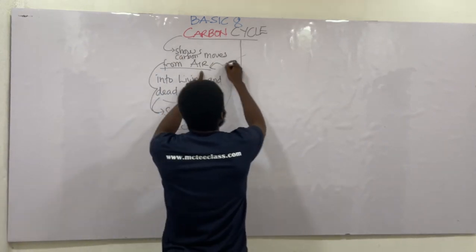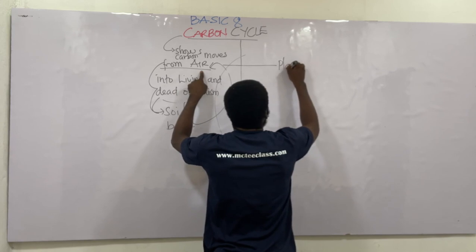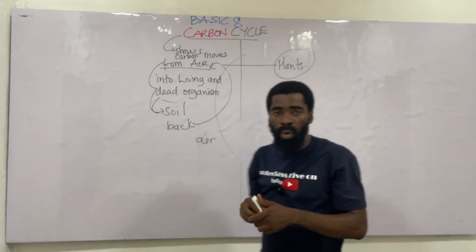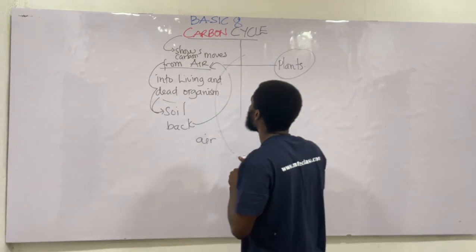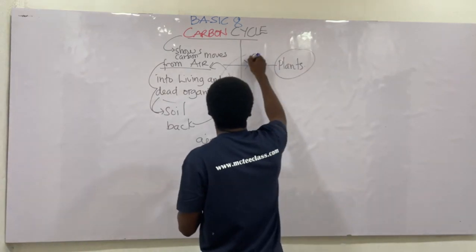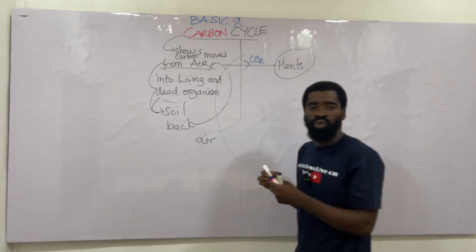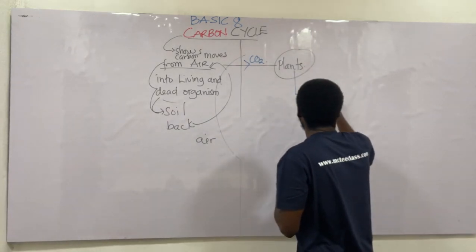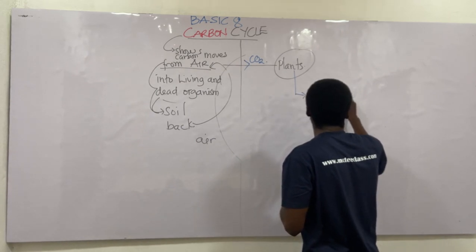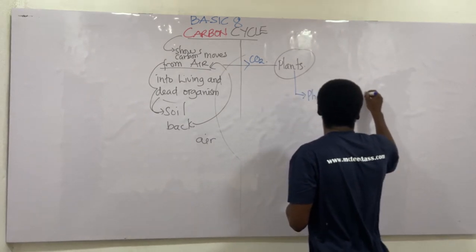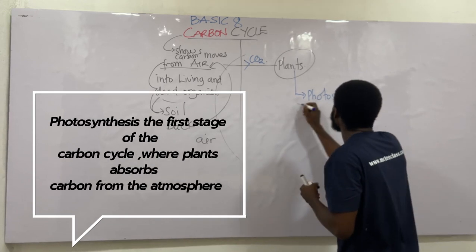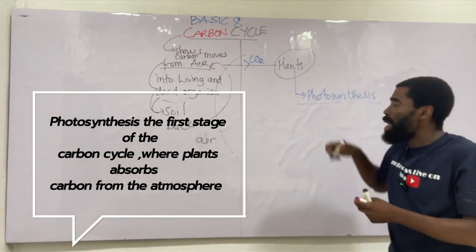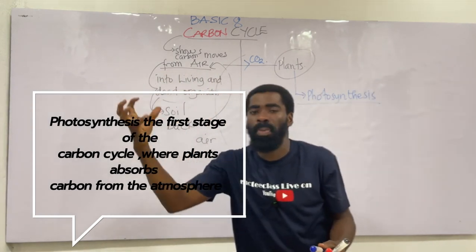So the carbon cycle shows how carbon moves from air, and for carbon to move from air, we need plants to do this job. Plants are going to remove carbon from the air, and carbon in the air is in the form of CO2. So plants use a process called photosynthesis, which forms the first stage of the carbon cycle, where plants are able to absorb the CO2.